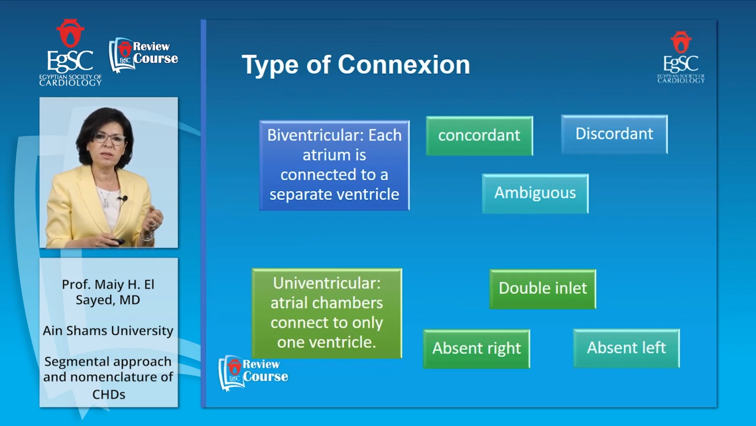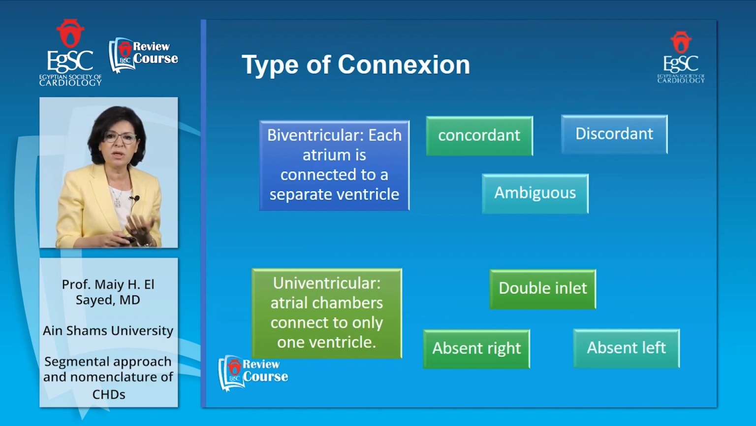So what are the possibilities? In biventricular, it can be concordant, discordant, or ambiguous in case of right or left atrial isomerism, because we will not be able to call them anything, because you have a right atrium to a right ventricle and a right atrium to a left ventricle. So you will not be able to call this anything. So we call it a mixed type or ambiguous type.